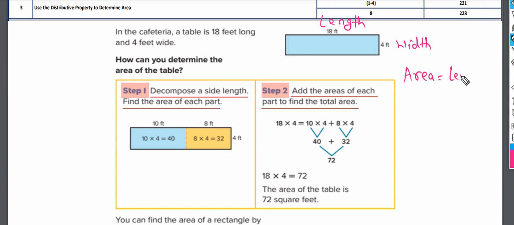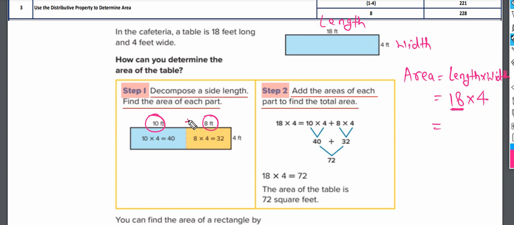The area of a rectangle is length times width, right? Now length is 18 and width is 4. I'm sure many of you cannot solve this; 18 times 4 is very difficult. So what do we do? We break the big number. How do we break it? We break it as 10 and 8.